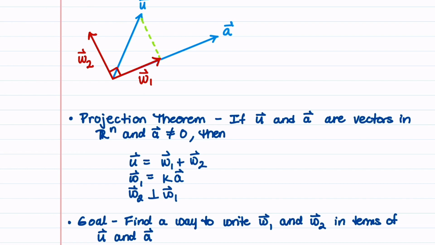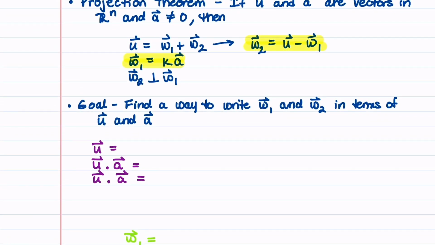We're going to use this in just a minute, so let's do some highlighting. We can say that W1 is equal to k times A, and from this equation, W2 is equal to u minus W1, and let's highlight that because we're going to need that also in a minute. Our goal now is to write our two orthogonal components of u in terms of u and A. That means we have to write W1 and W2 in terms of u and A. Here's how we're going to do this.